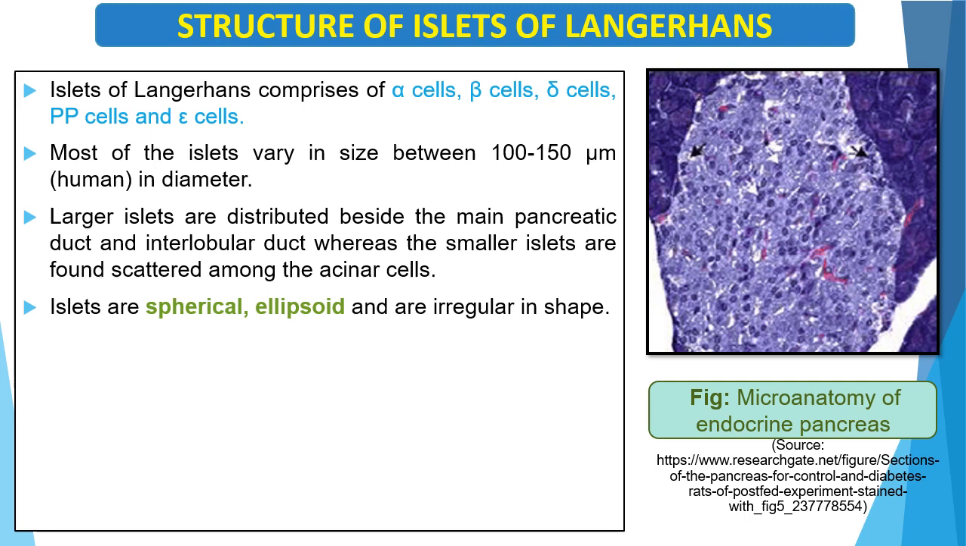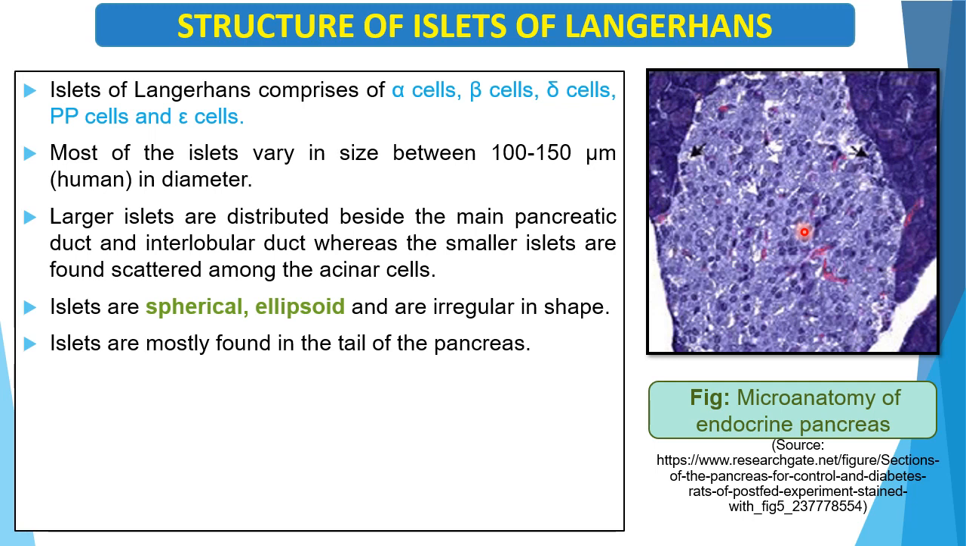Islets are spherical, ellipsoid, and irregular in shape. Islets are mostly found in the tail of the pancreas. Islets may also be found in the other portions of the pancreas. In the figure, we can see a section of pancreas showing islets of Langerhans. Here, the pancreas section is stained with Gomori's chrome alum hematoxylin phloxine stain.